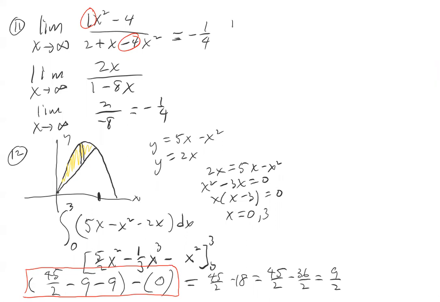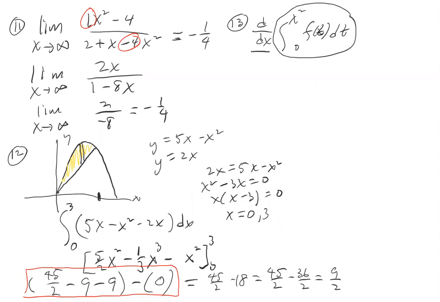Number 13. Okay, if anybody gets this problem wrong, you owe me $20. I don't know how long we've been drilling on this. The integral of f of t dt. How do you take the derivative of a function that's an integral? You use the fundamental theorem of calculus part 1. You make sure the lower limit is a constant, which it is. So all you have to do is take this and plug it in here. So that would be f of x squared.